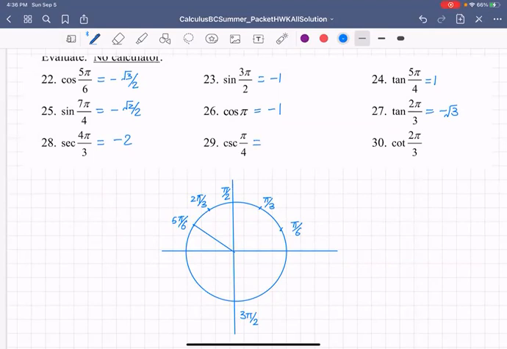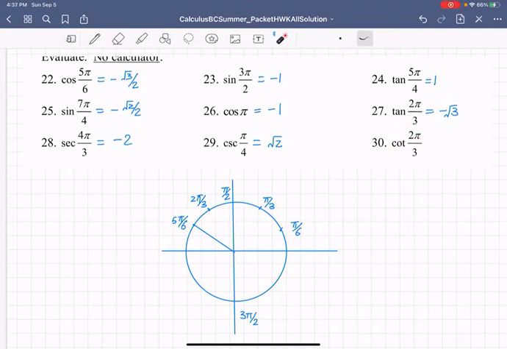Cosecant of pi over 4 equals 1 over sine of pi over 4. So sine of pi over 4 would equal square root of 2 over 2. So that would equal square root of 2. Yes. I'm going to call next student, okay?